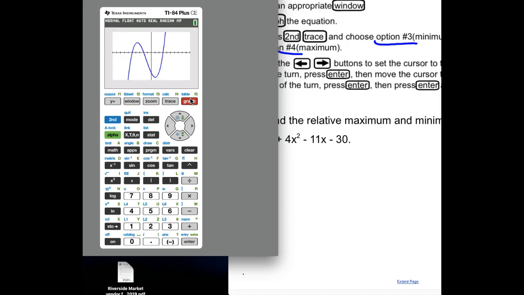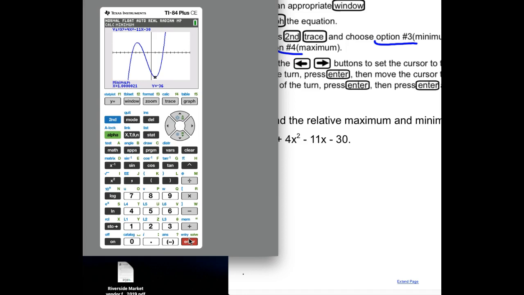Okay, then we are going to calculate a max and min. To do that, we do second and our trace button. And I'm going to start with a minimum, number 3. And it is important to just use your left and right arrows to move. And we want to set that cursor to the left of our turn. So I'm going to lock its place in by hitting enter there. And notice that there is a little arrow up at the top of the screen that says I've locked my cursor there. And now I'm going to move it around the turn. So past the turn, hit enter to lock that side in. And now the calculator is going to look between those two dotted lines and say, where is my lowest point? Then if I hit enter, it will actually do the calculation.